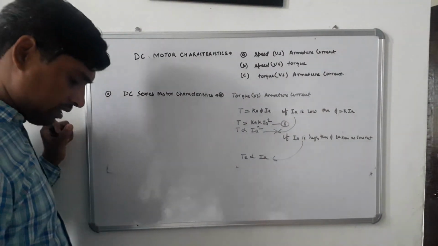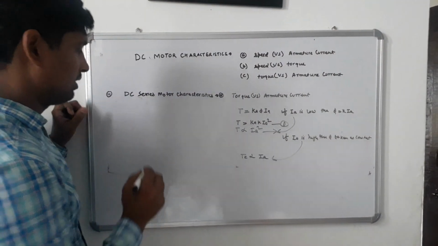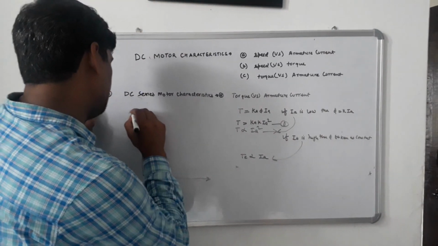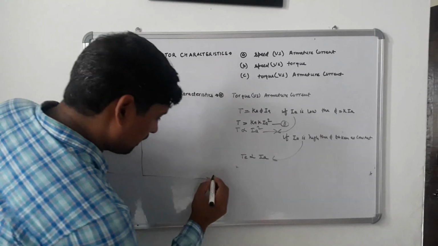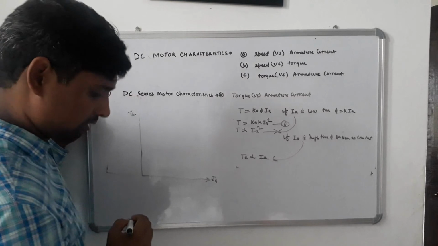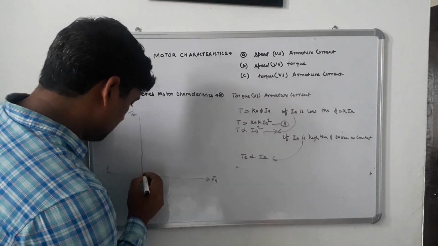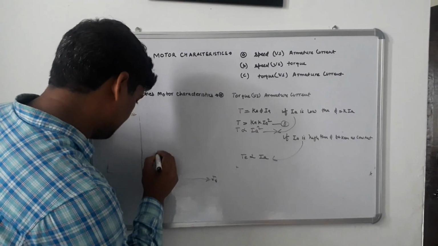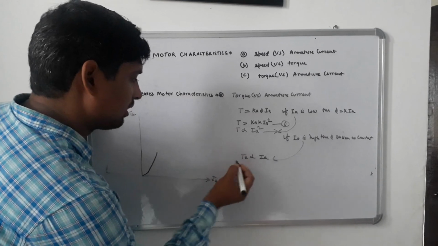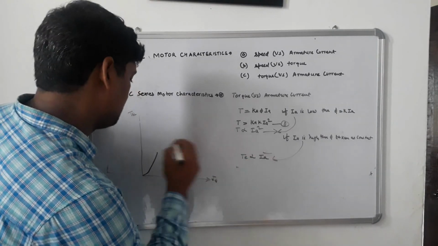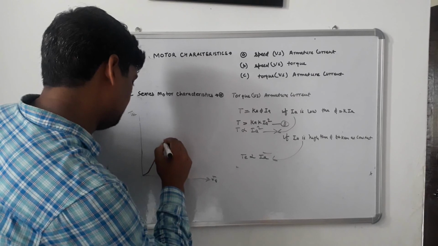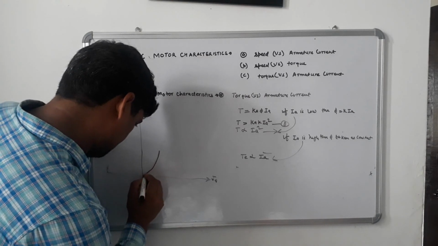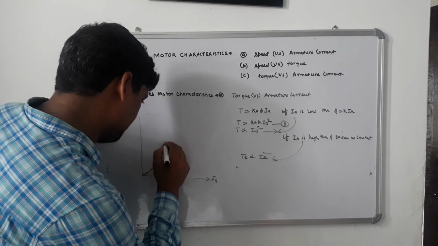We have to plot the characteristics of torque versus armature current. This is T and this is IA. During starting, this is non-linear, and then T is directly proportional to IA, then it becomes linear. This is non-linear, then it becomes linear.